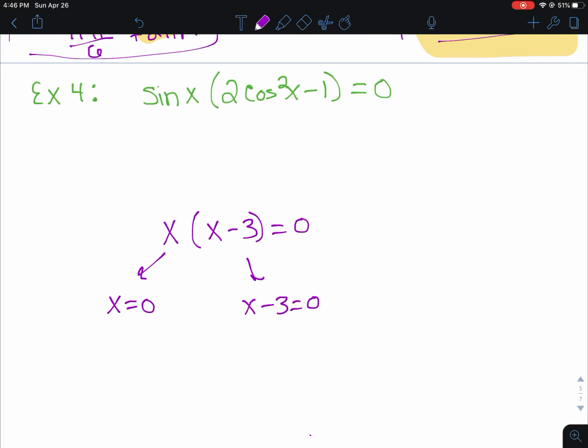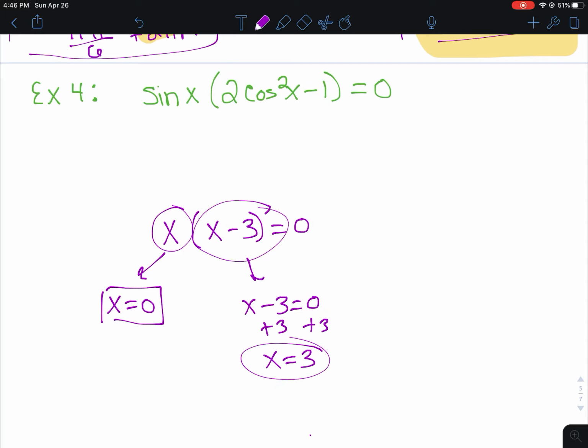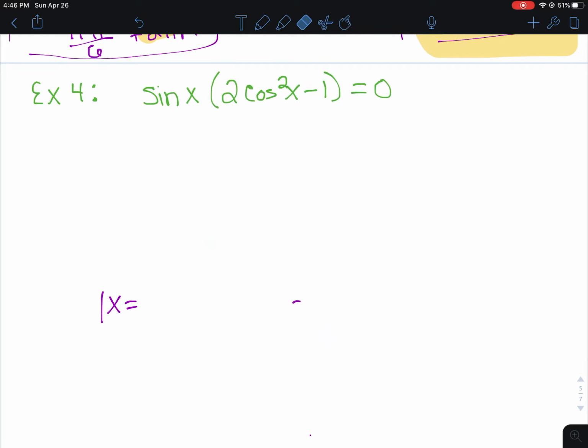You might do this in your head at this point, but technically you're separating each part. So one of the answers or solutions is x equals 0 from this first factor, and the other is x equals 3 from the second factor, right? We're going to do the exact same thing, but we're going to do it with trig factors, okay? So let me get rid of this, and let's talk about these two up here.